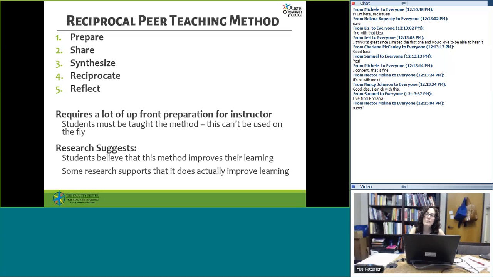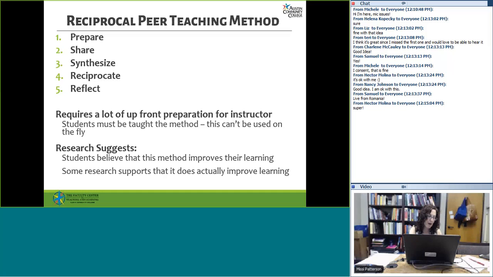So for those of you who joined us for session 1, where we covered some other methods, this method does require a bit more preparation on the side of the instructor than some of the other methods we covered before. This is not going to be the kind of method where you can just keep it in your back pocket and then bring it into class on the fly. Some of the other techniques were like that.